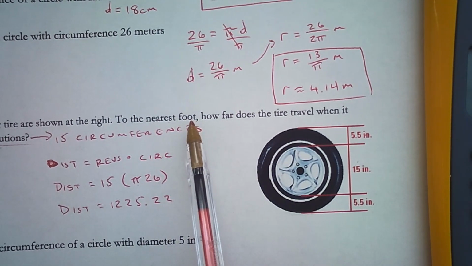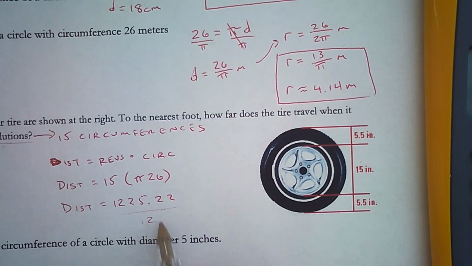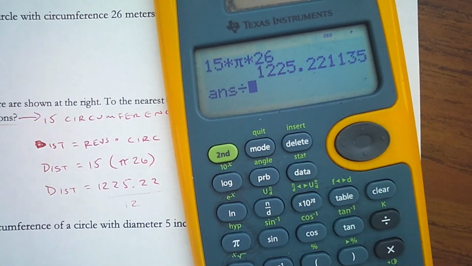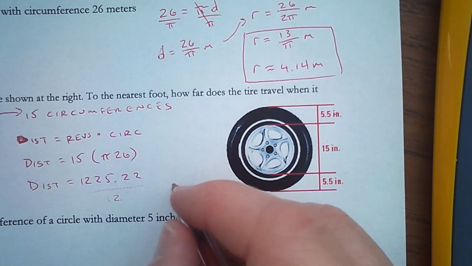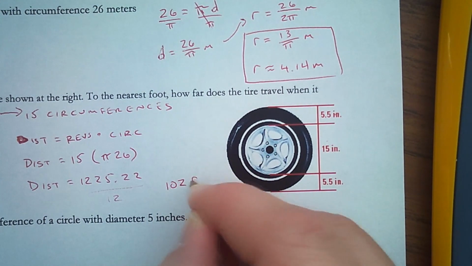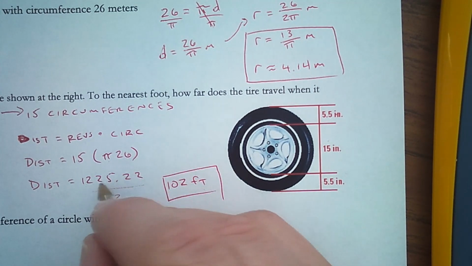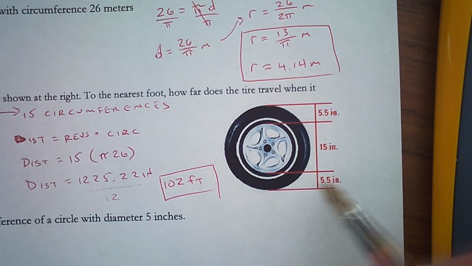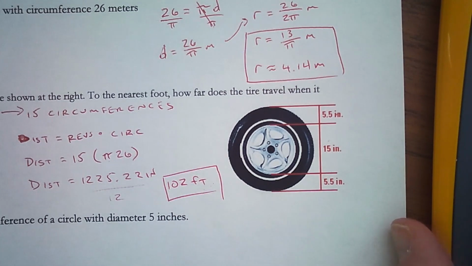This says to the nearest foot. So I need to take that answer and divide it by 12 because there's 12 inches in a foot. Divide that by 12 and I'm converting to feet. 102.1 feet. It says the nearest foot, so I'm rounding to 102 feet as my final answer. Okay, so this number right here was in inches. Because my diameter was in inches, I had to divide by 12 in order to get that into feet.